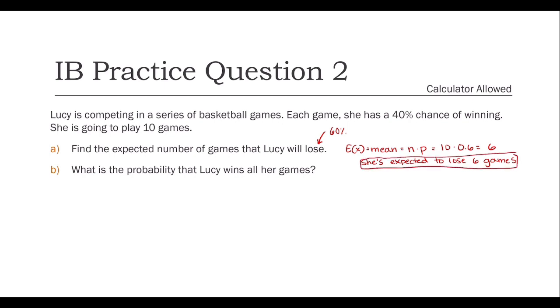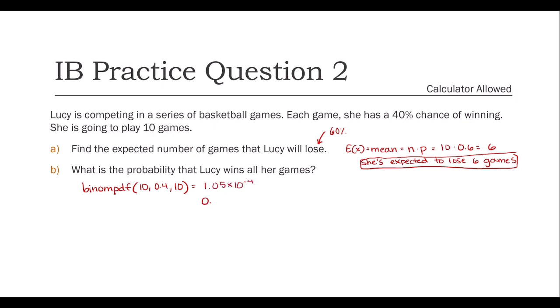Part B says, what's the probability that Lucy wins all of her games? Because we have our calculator, we can use our binomial PDF. The number of trials is 10. The probability of winning is 40%, so 0.4. And we want to know the probability of winning all the games, so all 10. If we enter that into our calculator, we'll get 1.05 times 10 to the negative 4.